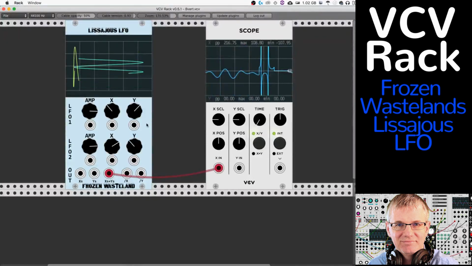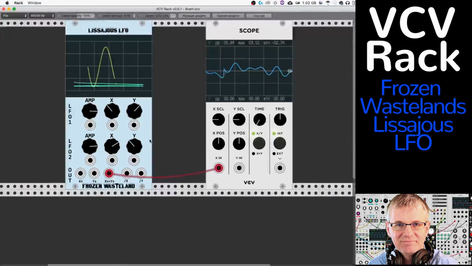Okay, so there you go. That is the Lissajous LFO by Frozen Wasteland. I hope I'm saying that right. Really interesting LFO. I'm sure we'll find uses for it in your workflow.